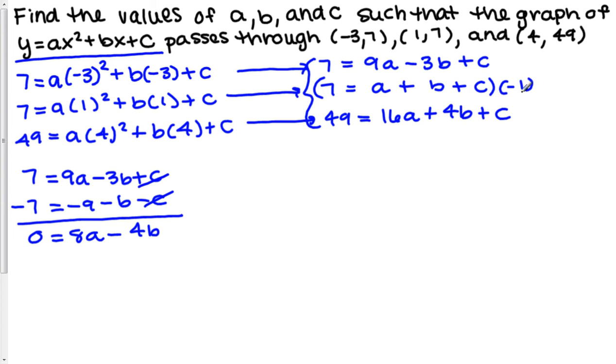Now I'm going to use the same middle equation, but with my third equation. So 7 times negative 1 is negative 7. Negative a, negative b, and negative c. And I use my third equation, which is 49, 16a, 4b, and c.